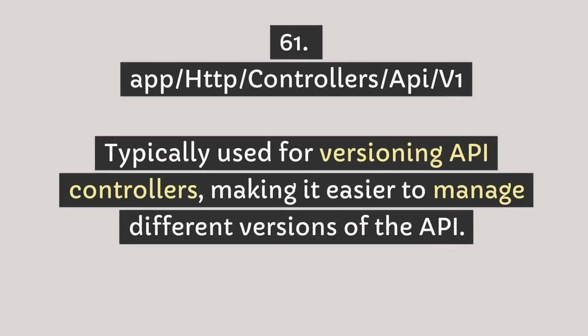61. App/Http/Controllers/API/V1: typically used for versioning API controllers, making it easier to manage different versions of the API.